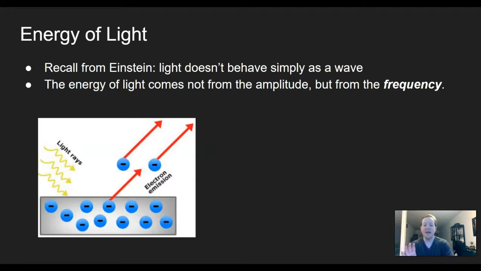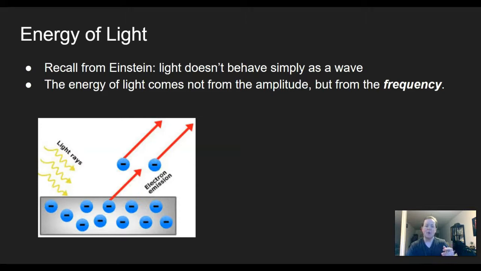For light, and this is partially what the photoelectric effect showed, the energy is not coming from the amplitude. If I have a really big amplitude light wave, or a really intense, huge number of light waves striking this metal plate, that didn't determine whether or not electrons were kicked loose. It had to do with the frequency.